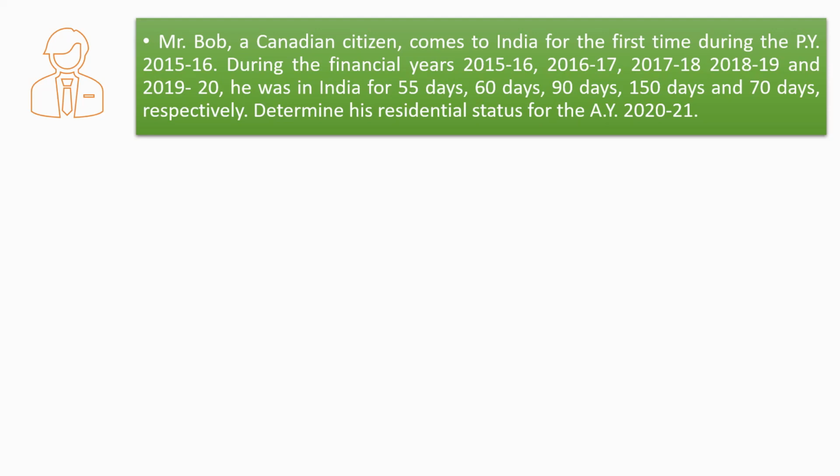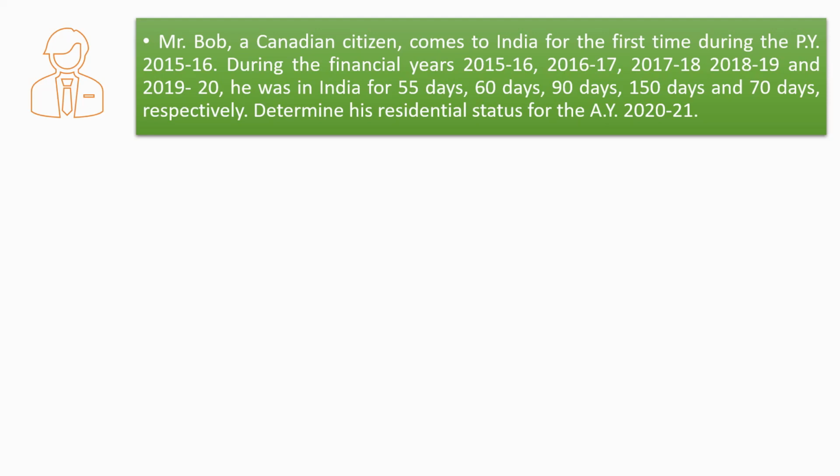Let's see some example to understand even better. Suppose Mr. Bob, a Canadian citizen, comes to India for the first time during the previous year 2015 to 16. During the financial years 2015 to 16 to 2019-20, he was in India for 55 days, 60 days, 90 days, 150 days and 70 days, respectively. We need to determine his residential status for the assessment year 2020 to 21. That means previous year is 2019 to 20.